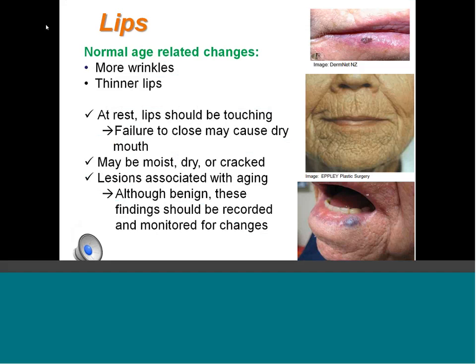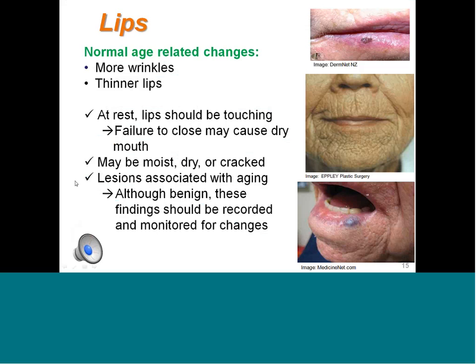Next, the lips must be examined. The normal aging process results in the loss of fatty lip tissue, causing thinner lips and more wrinkles. At rest, lips should be touching, protecting the oral tissues from drying out. The lips themselves may appear either moist, somewhat dry, or cracked. Dry, cracked lips are often seen during the colder, drier months.